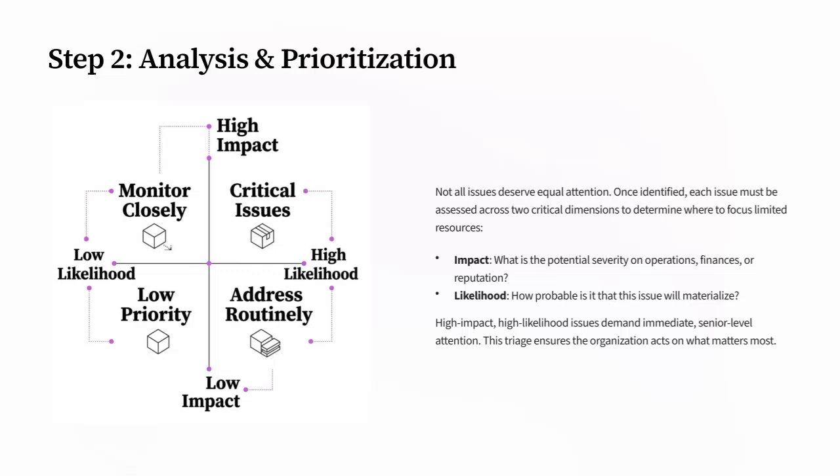Once issues have been identified, the next step is to determine which ones deserve immediate attention. I evaluate each issue on 2 dimensions: its potential impact on operations, finances, or reputation, and the likelihood that it will actually occur. High impact, high likelihood issues rise to the top because they pose the greatest combined risk. This prioritization creates a practical triage process, helping leaders direct limited time and resources where they can make the biggest difference, rather than treating every issue as equally urgent.